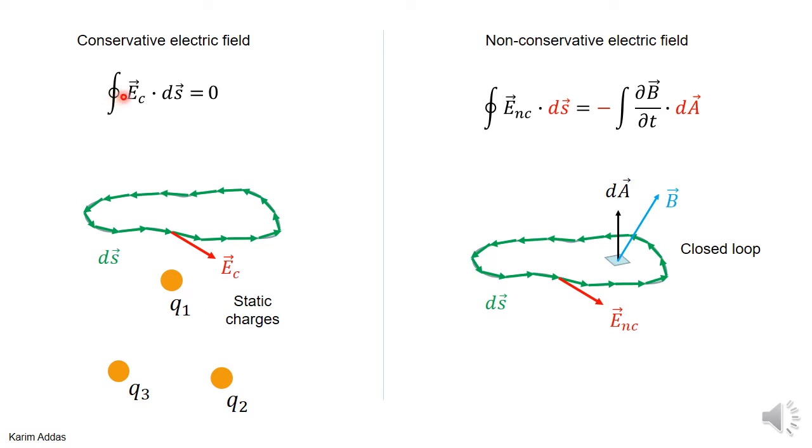If you integrate that electric field over some contour, integration of E dot ds around some contour, you get 0. But a non-conservative electric field, when you integrate E non-conservative dot ds around some contour, doesn't have to be 0. It could have a non-zero value if the magnetic field is changing value at the elements of area that are subtended by this contour.